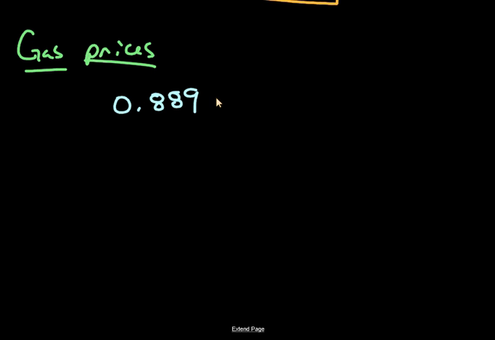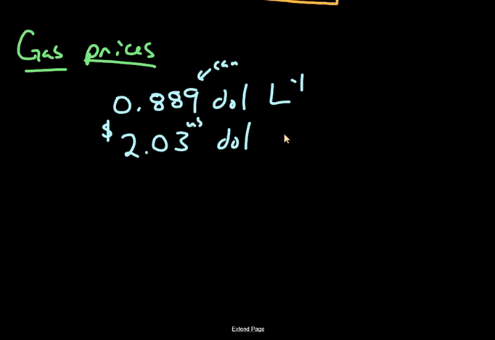Okay, $0.889 per liter. And where we're looking in the US, which is in Minneapolis, and we're in Winnipeg, by the way, $2.03, and that's US dollars. This is Canadian dollars. This is US dollars. Dollars per gallon.